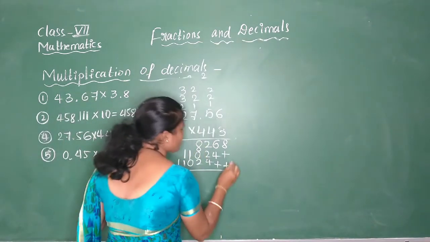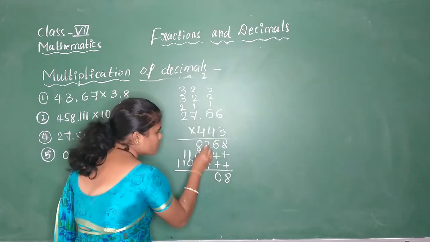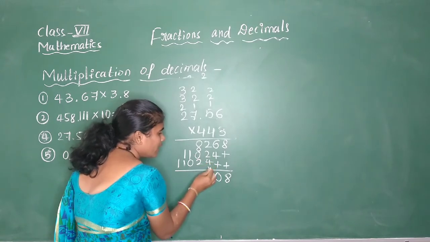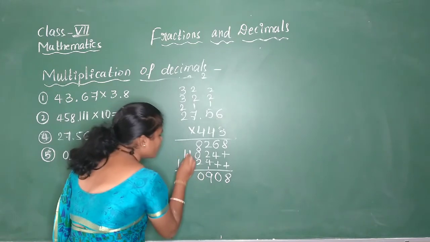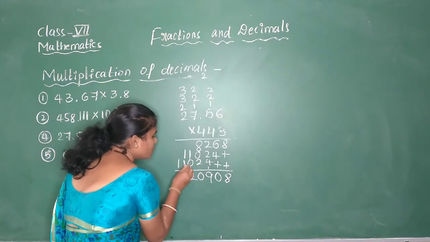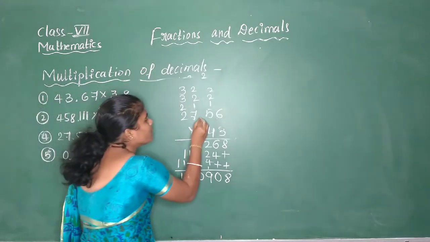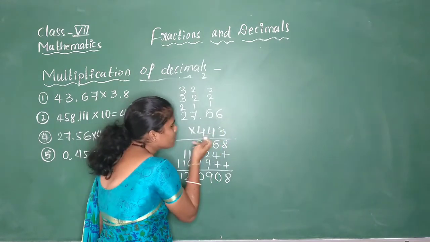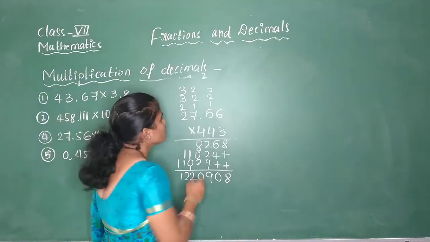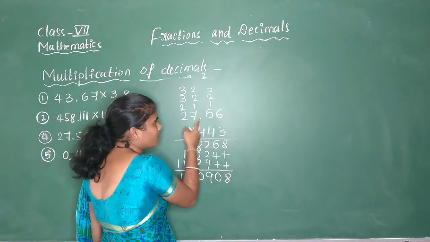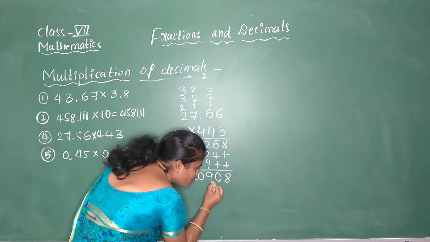Okay, first you add all this: 8. Next 6 plus 4, 10. Next 2 plus 2, 4, 4 plus 4 is 8, 8 plus 1, 9. Next 8 plus 2, 10. 1 plus 1, 2. 1 plus 1, 2. 1 as it is. Okay, here after the point 2 digits are there. Here there is no digit, isn't it? Sorry, here there is no decimal point. So here after the decimal point 2 digits are there. So before 2 digits we have to put the point.